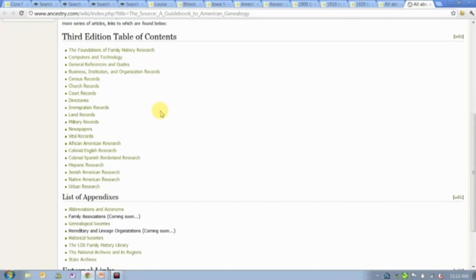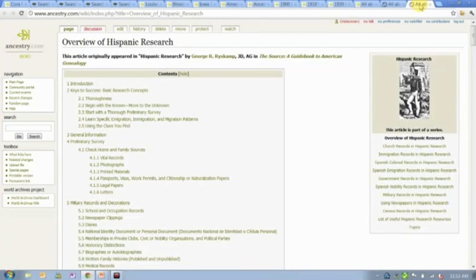So for example, if you were interested in learning more about colonial English research, or I had a question yesterday on our tweet chat about Hispanic research, specifically families that immigrated from Spain into Mexico and then from Mexico into the United States. You can click on any one of these, and I'm opening these in separate windows so that I don't lose what we're doing here and have to wait for it to load.